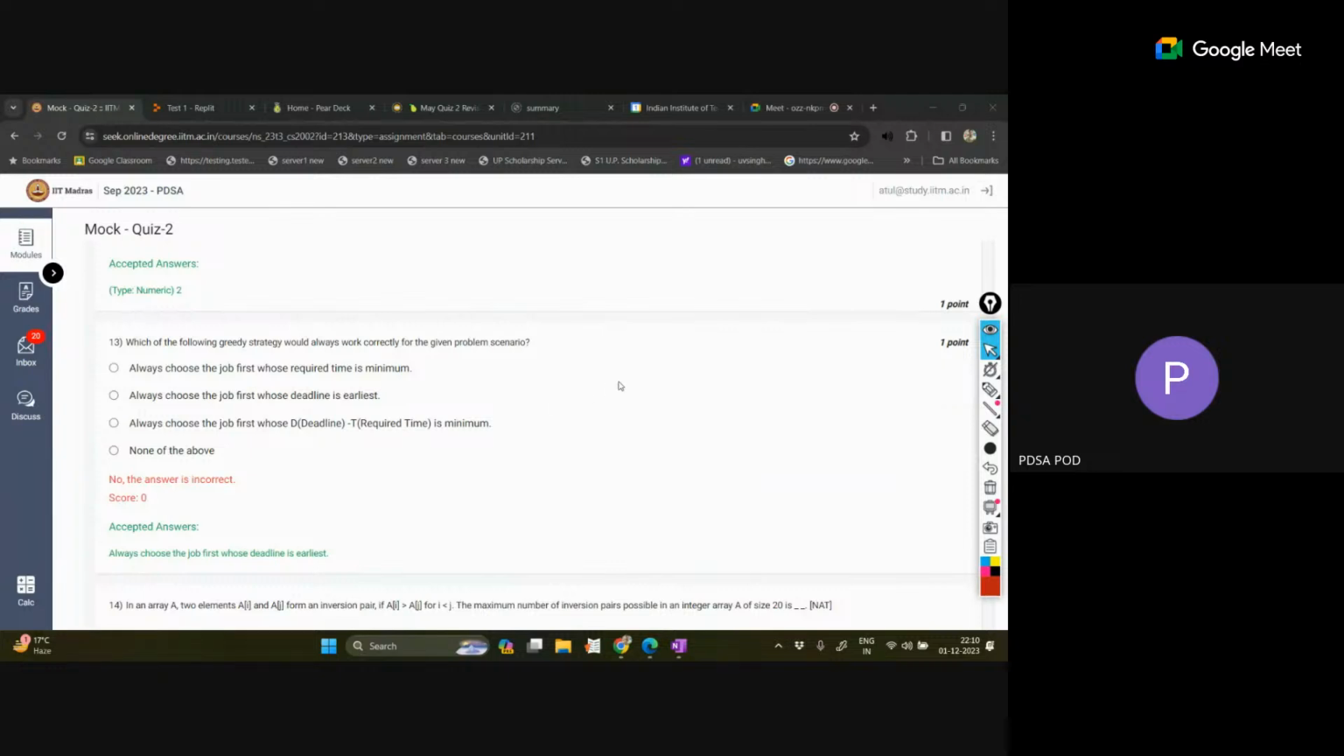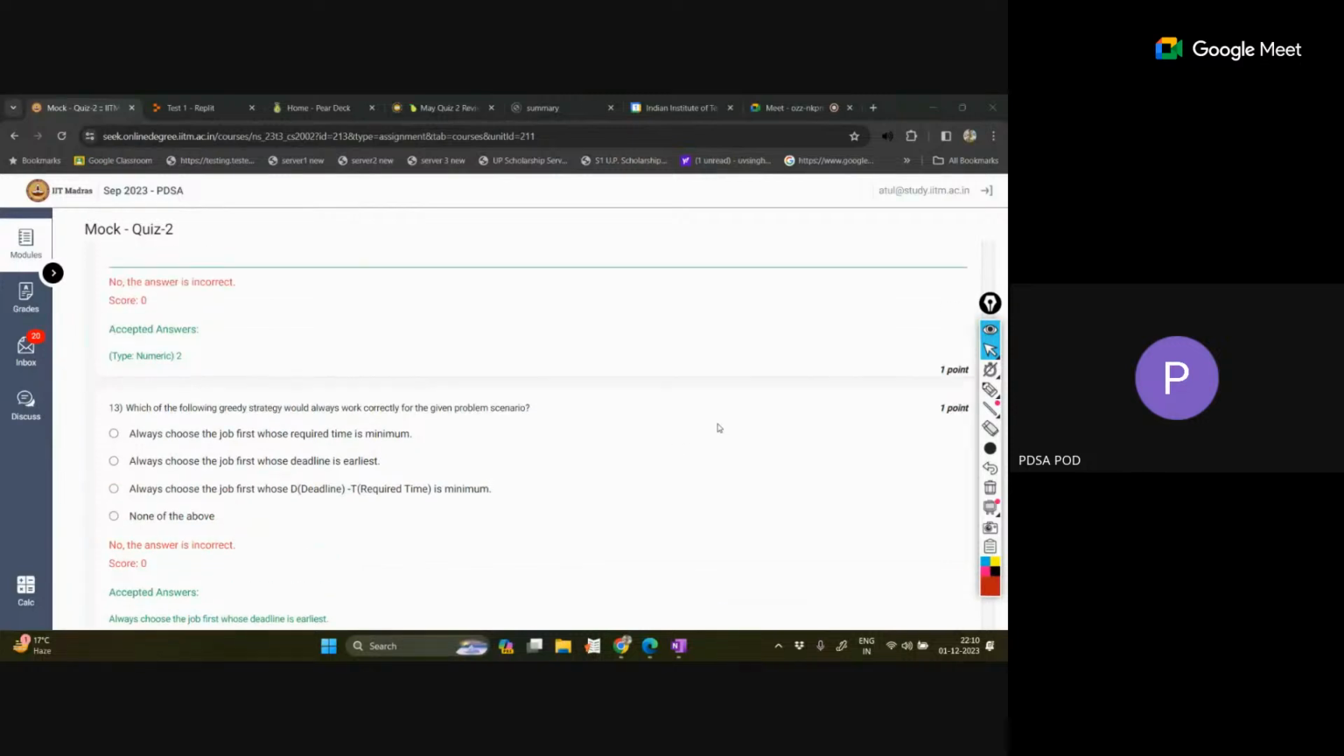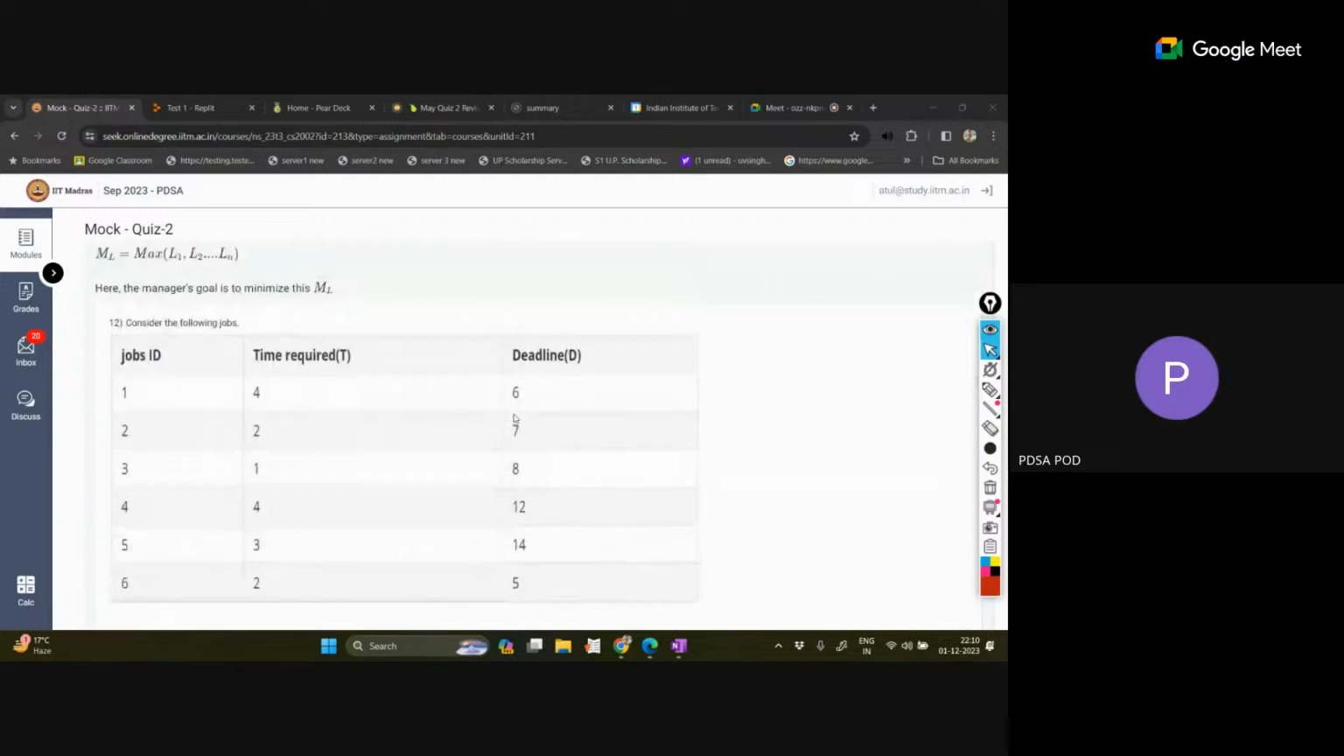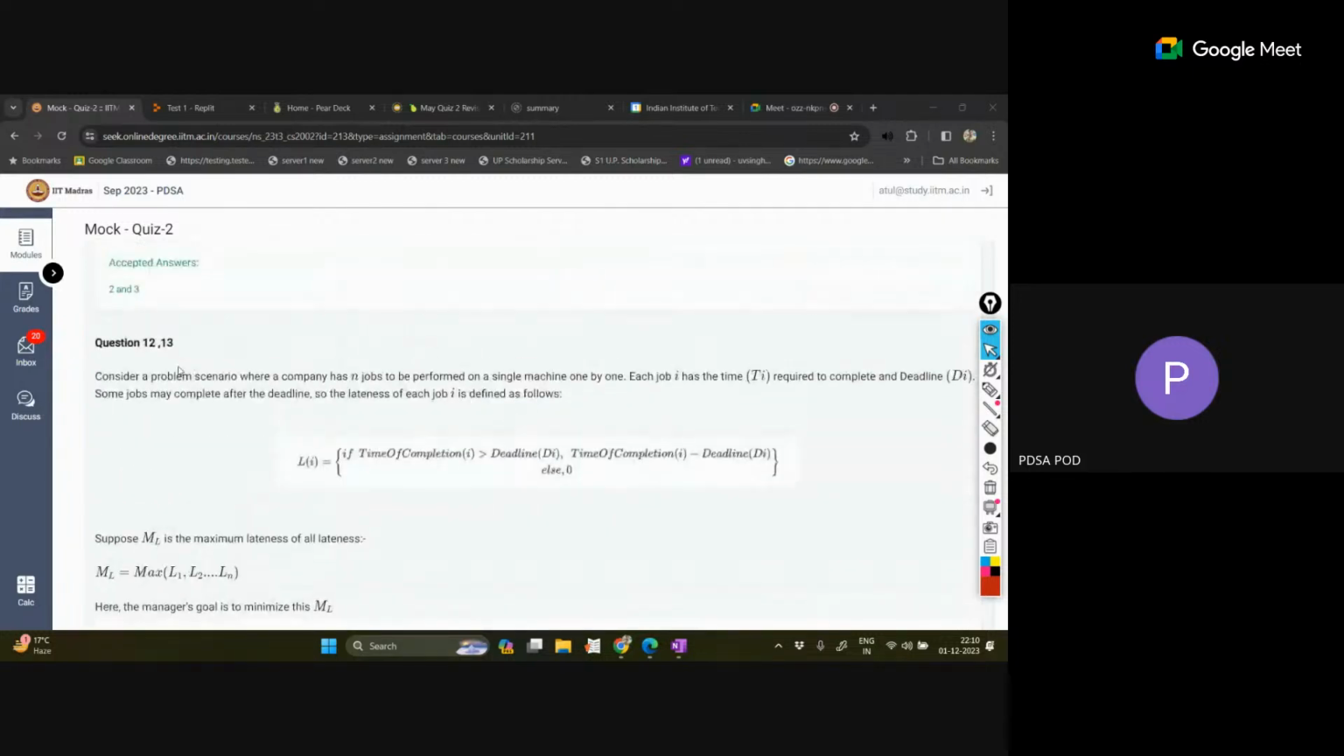This is also based on interval scheduling, if you remember that. This depends on the previous one. Which of the following is correct in the given problem? Okay, so this is the same.